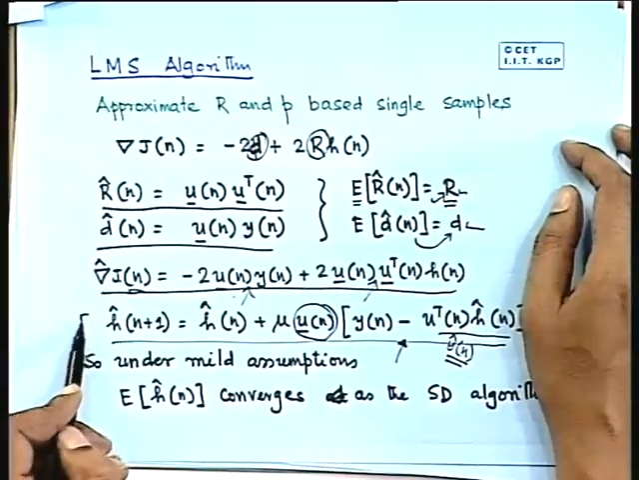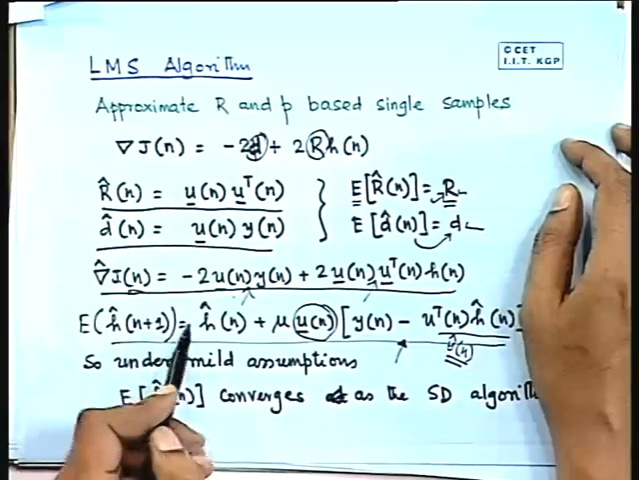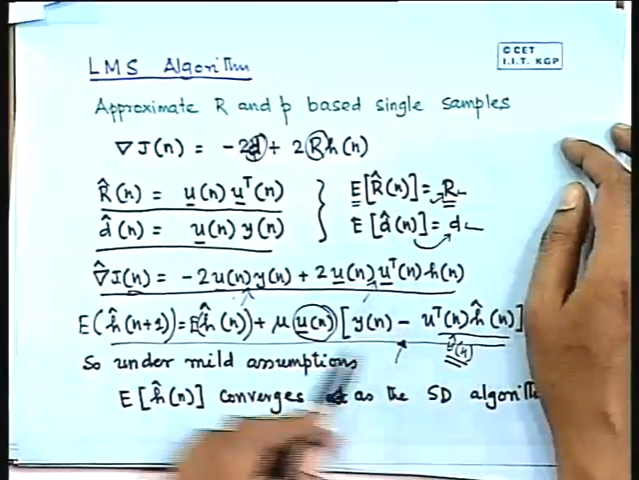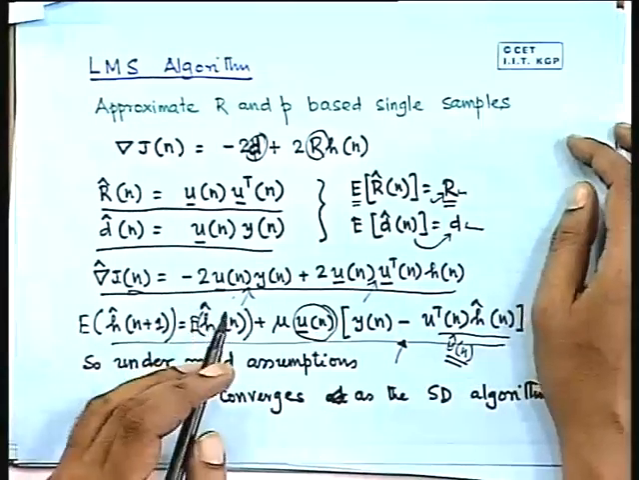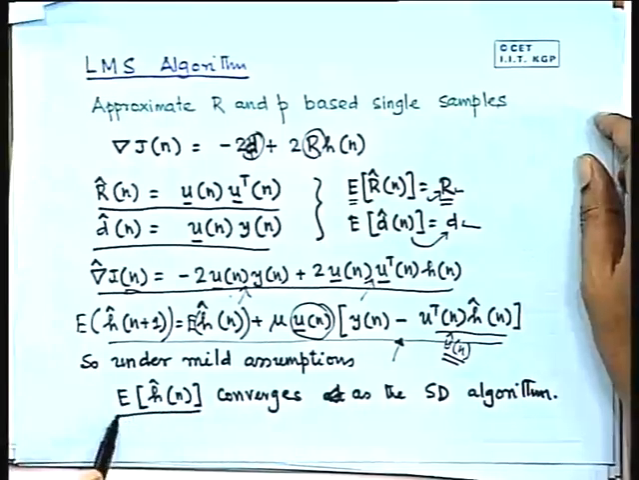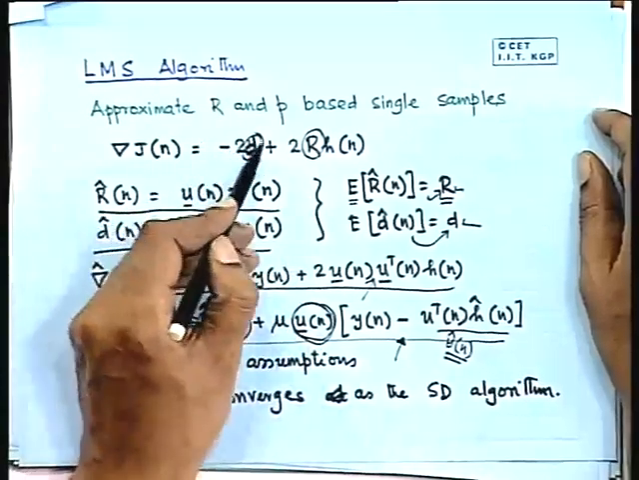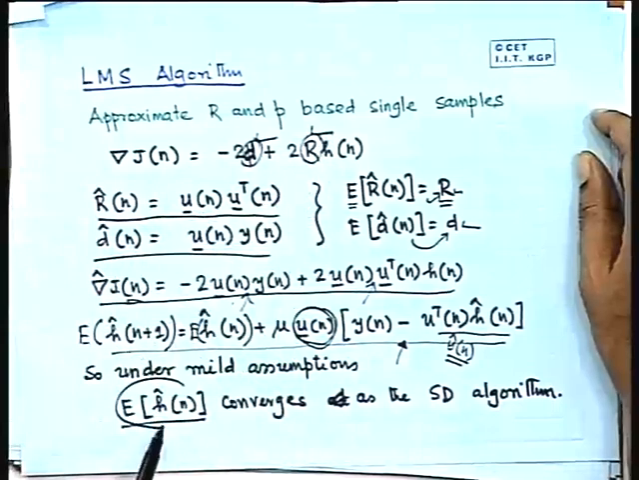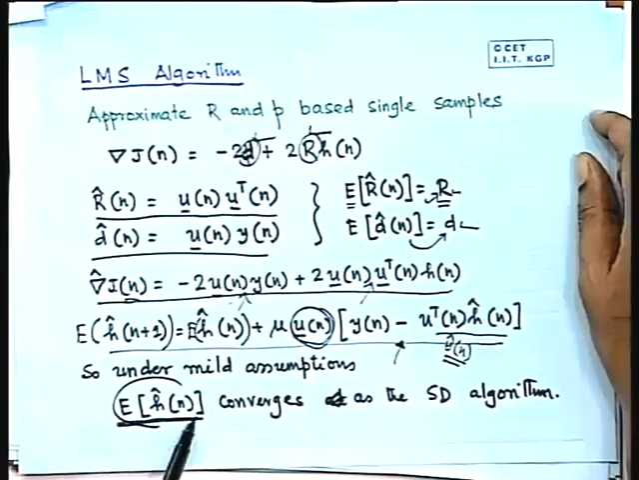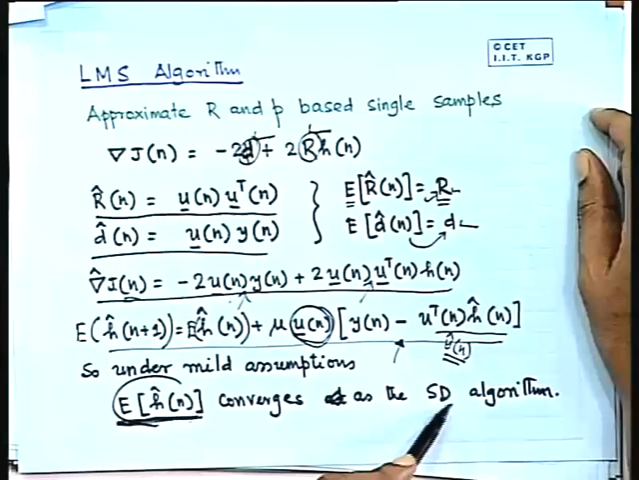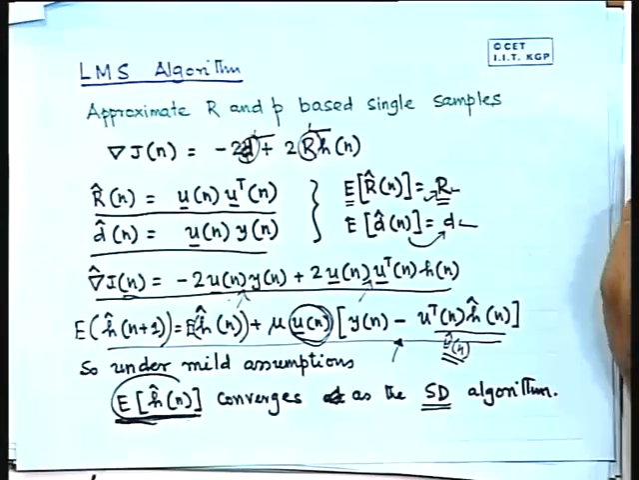All right, and obviously, what is the goodness of this? At least if you take expectation on both sides, and under some mild conditions, if you assume that things are uncorrelated and you can put the expectation inside, it turns out that these will converge to their corresponding counterparts, and the expected value of the LMS estimate will converge to the corresponding steepest descent algorithm.